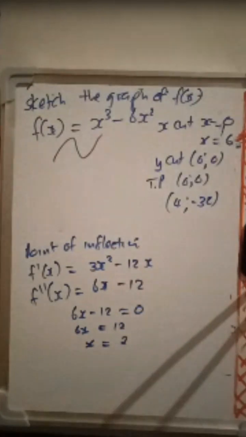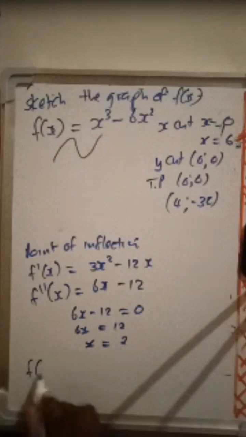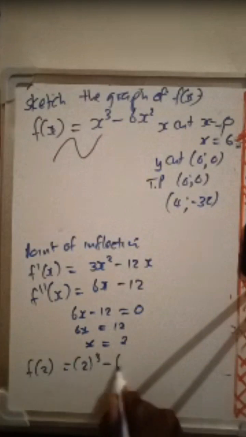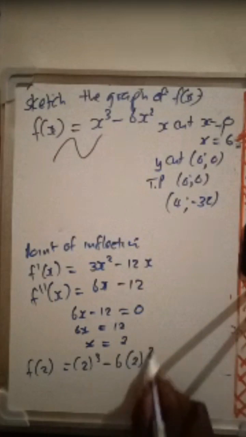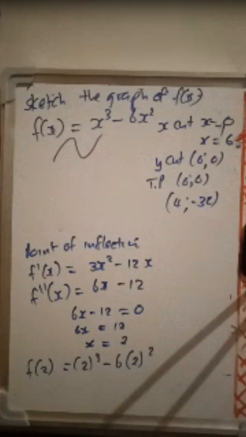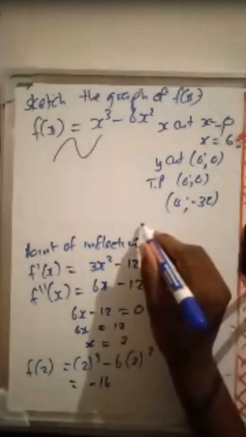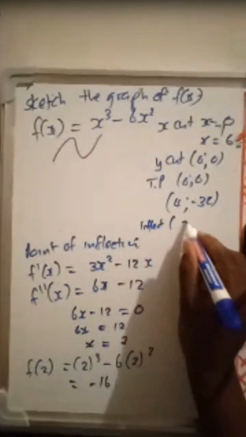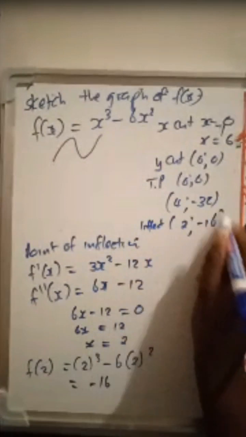So we find the corresponding y value by saying f of 2, which is 2 cubed minus 6 times 2 squared. So what do we get there? 2 cubed minus 6 multiplied by 4, we get negative 16. So the point of inflection is (2, negative 16). Okay, right.